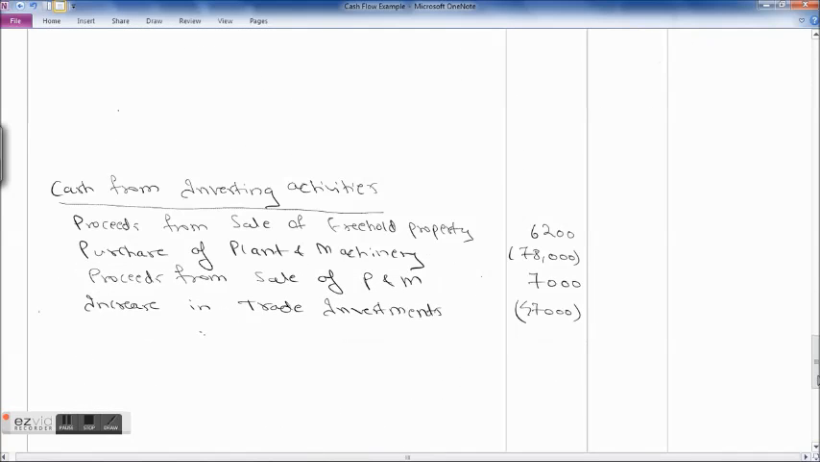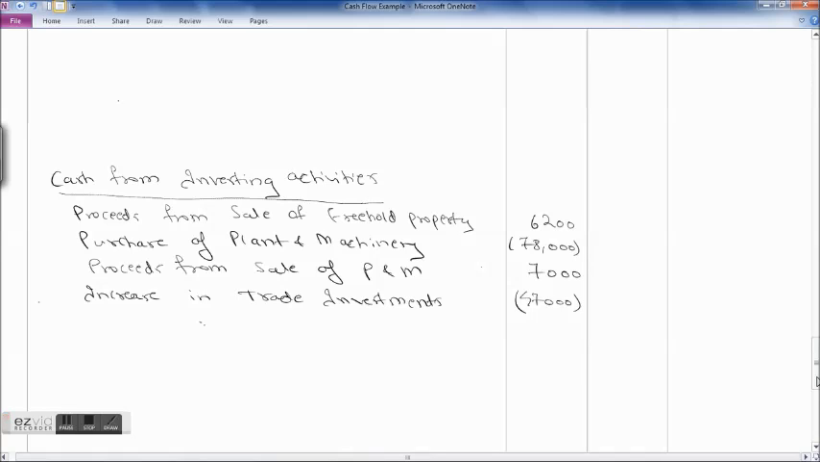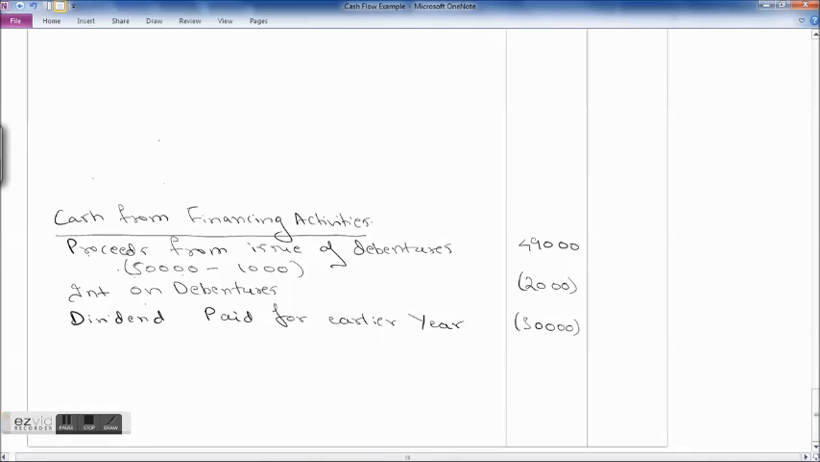Now let's check investing activity. How much is the investing? 6,200 minus 78,000 plus 7,000 minus 47,000. So it comes to 111,800 negative. So this is net cash outflow from your investing activities. Now let's check financing activity. Financing activity is 49,000 minus 2,000 minus 30,000. So 17,000 positive. So net cash inflow from your financing activity.